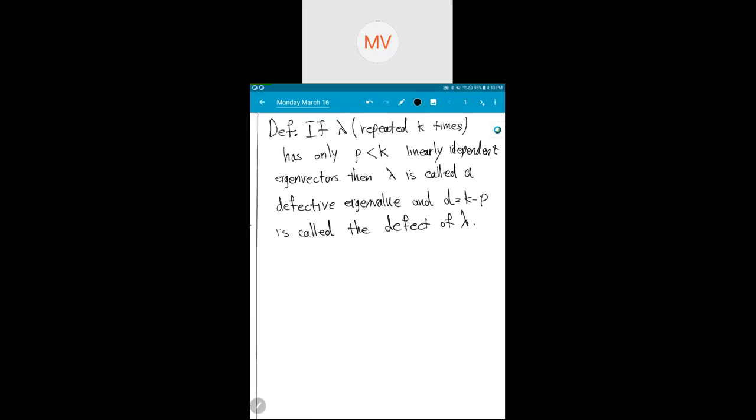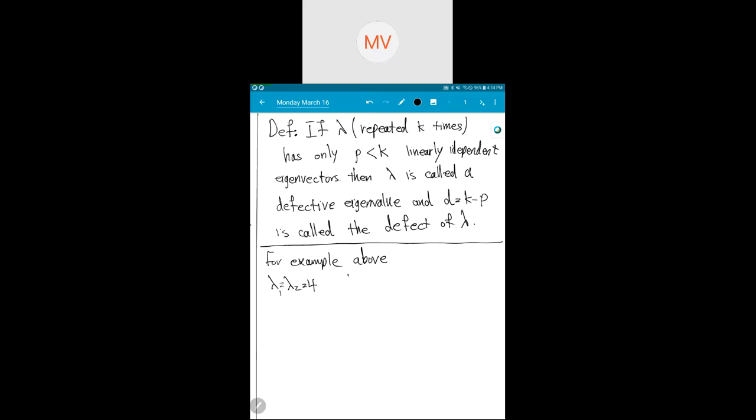Now, the question is, what do we do for this case? I mentioned that for the example above, k was 2. Let's start with this. We know for the matrix, lambda 1 and lambda 2 were both equal to 4.